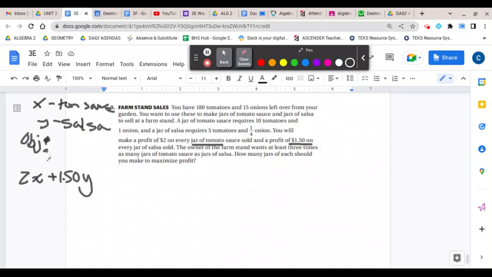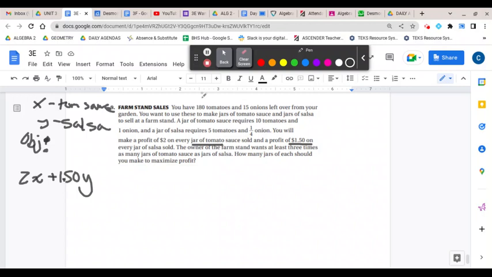Again, a lot of stuff in these equations, and because we have a lot of stuff in these equations, sometimes we need to go back to the objective function first to find what our variables are. So our variables are jars of tomato sauce and jars of salsa. All right, so then this is where we're going to go back and figure all this out.